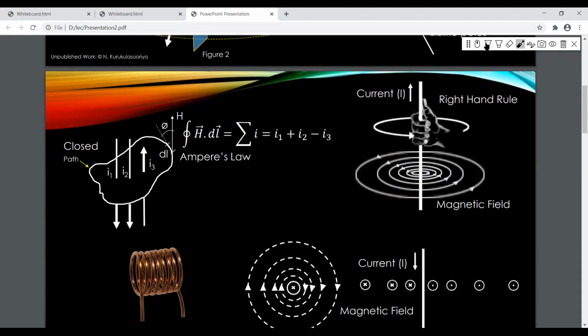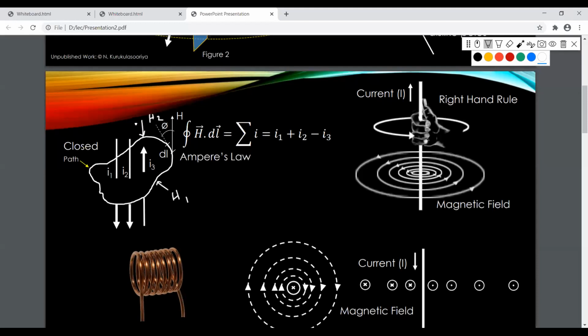The same scenario in the continuous form is denoted as shown here. This equation reveals the general case of Ampere's law. In the previous case, we assumed that the magnetic field intensity is constant, but for a considered closed path, the magnetic field intensity at a given point, for instance here, may be H1, and at a point like this, the intensity would be different, H2.